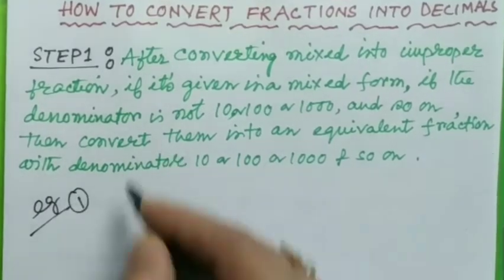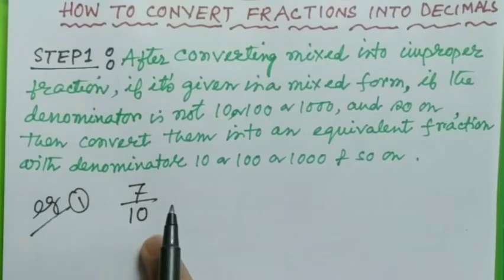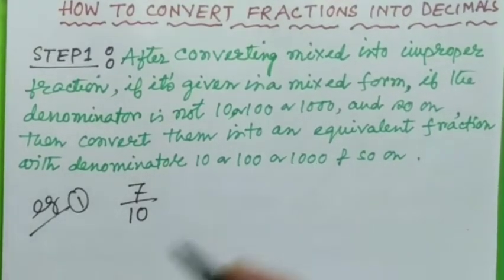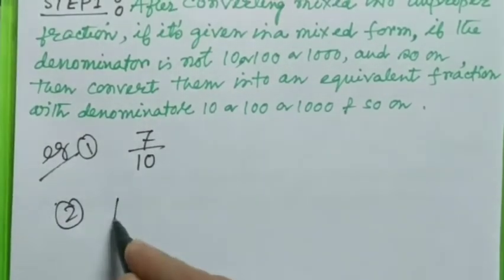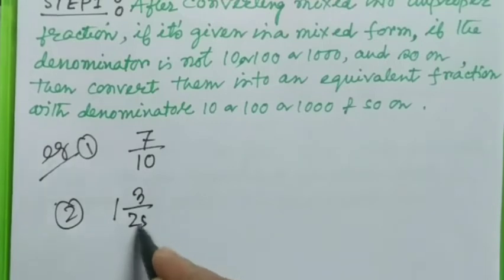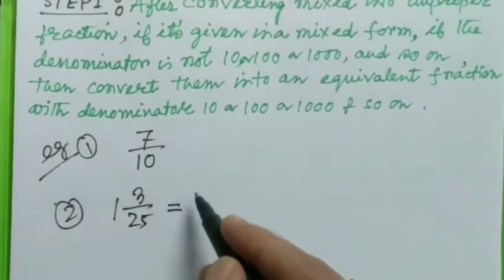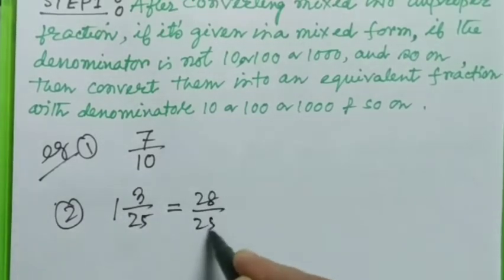Example 1 is 7 by 10. Here you see it is already given with 10, so no need to do anything in step 1. Now let me take another example, 2 1 by 25, I mean 2 and 3 by 25. Here it is in mixed form, so I'm converting it to improper. 25 times 2 is 50, plus 3, 28 by 25.